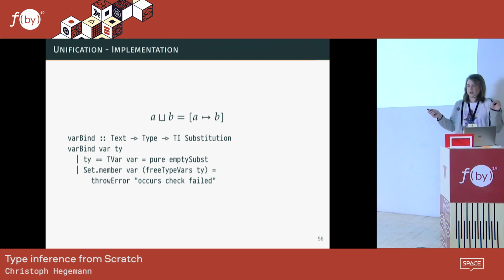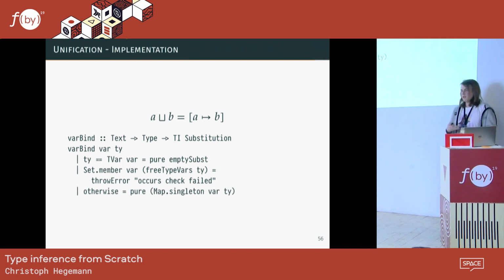And in any other case, I'm just going to bind the type B to the variable A. Right? So I just return a singleton where I map the type variable var to the type ty. Now that I have this helper, we can implement unification for all types.